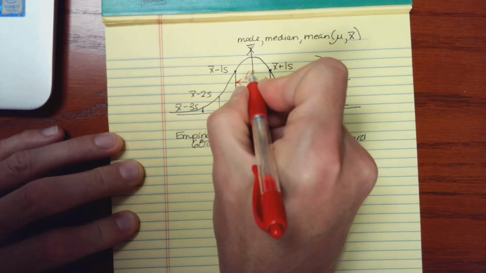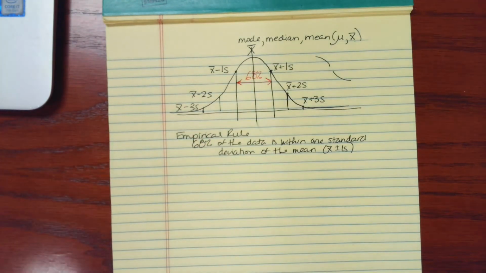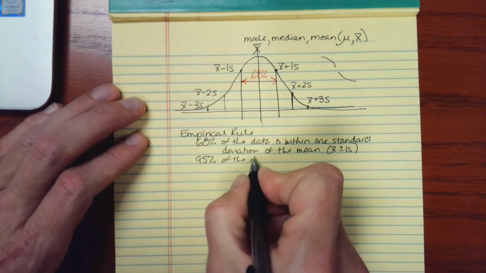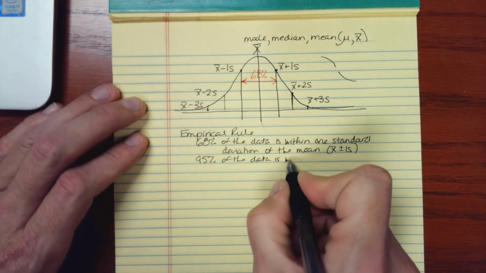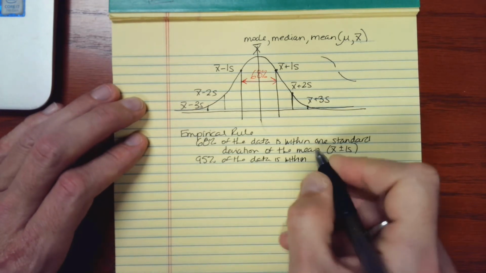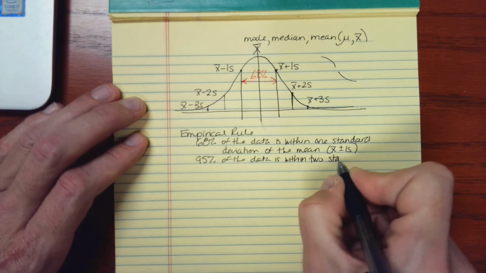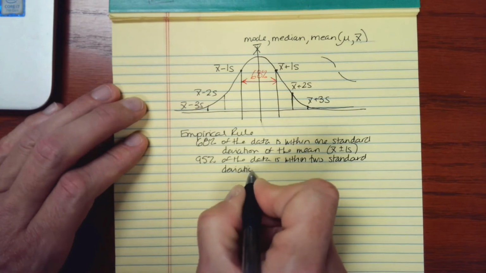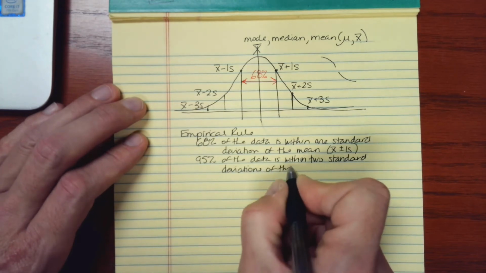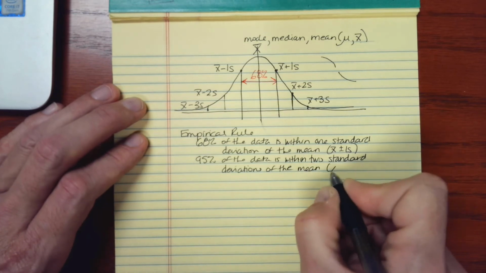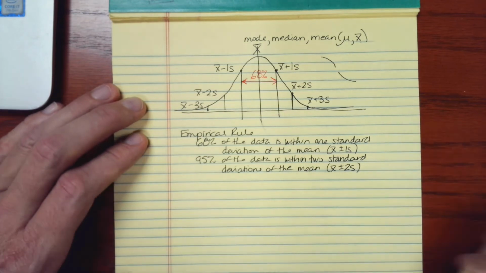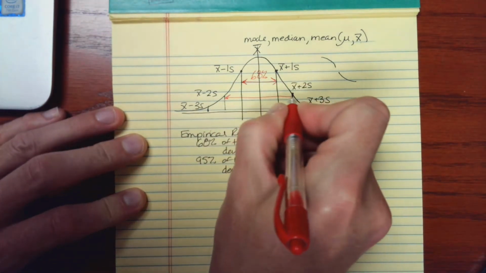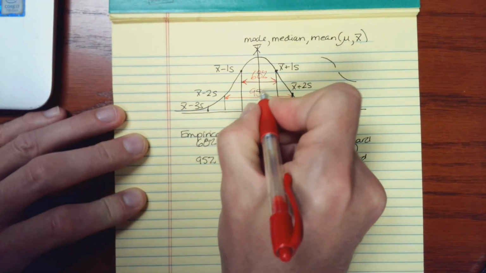So there's 68%. And 95% of the data is within 2 standard deviations of the mean. In other words, x bar plus or minus 2 standard deviations. So between here and here, we'll find 95% of our data.